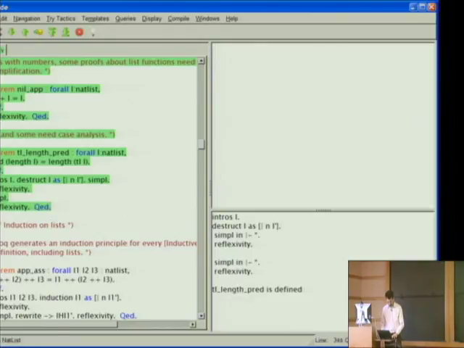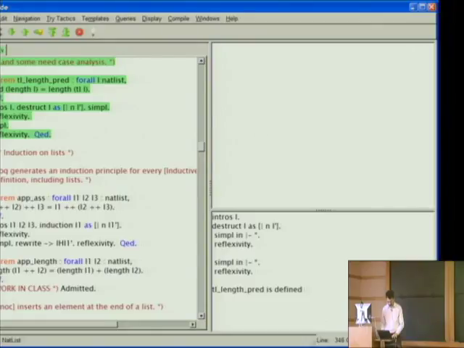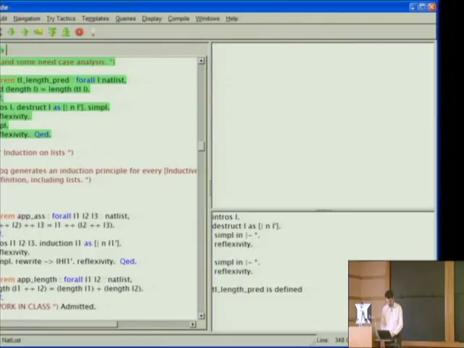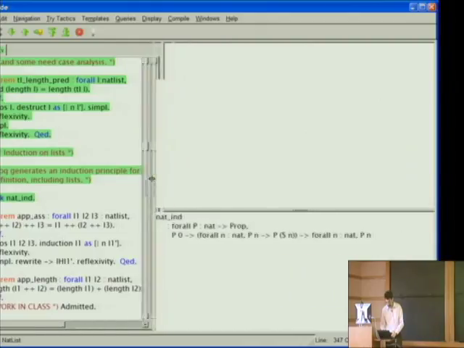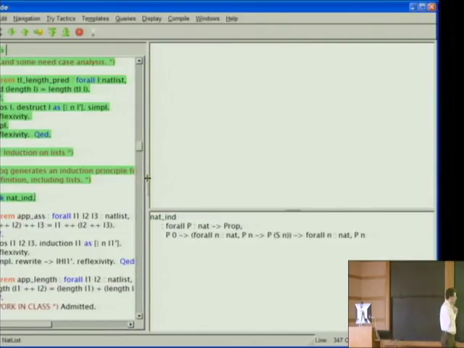Now, Coq generates an induction principle for every inductive definition. So now we can do induction on lists, not just induction on natural numbers. And by the way, here is the induction principle on natural numbers. Which says that for every proposition, for every predicate P, that is for every function P from nat to proposition, if P holds on 0, and if for all n, P of n implies P of the successor of n, then for all n, P of n.